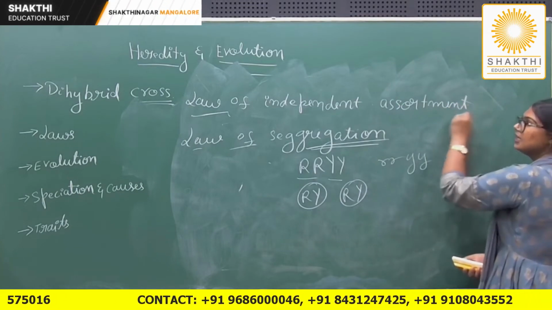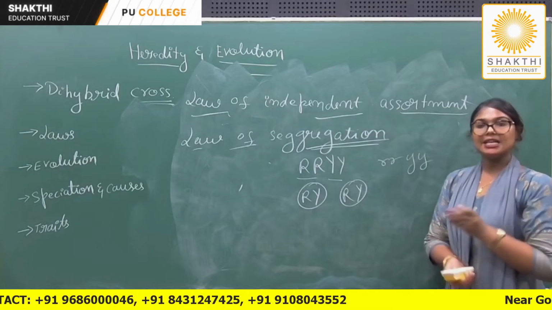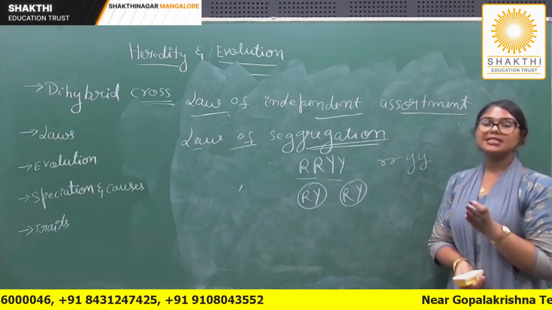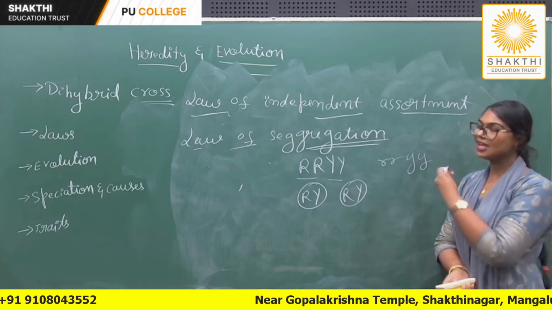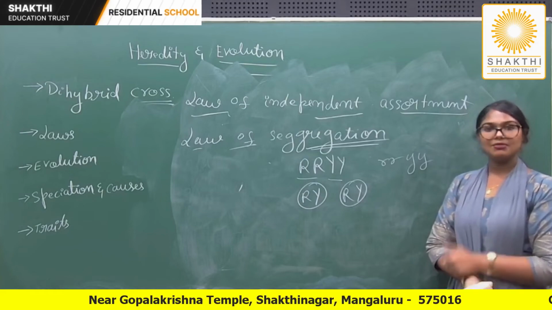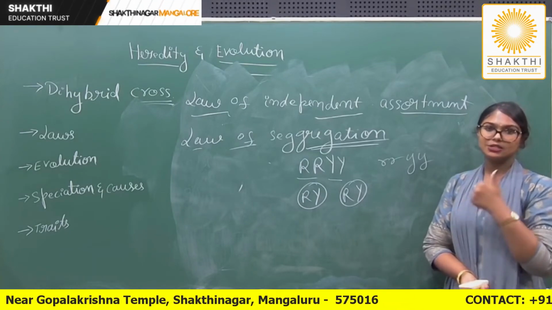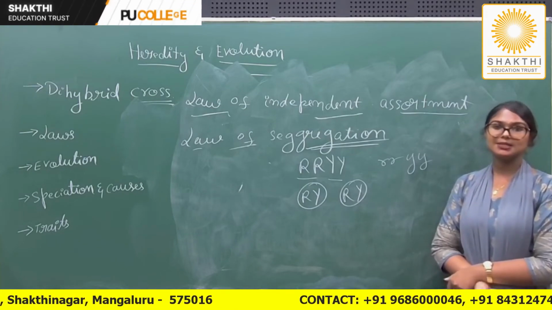That is nothing but the splitting of one pair of characters is not dependent on, or is independent of, the splitting of another pair. With that, we have completed all the three laws from Mendel. The first law, second and the third. Dominance, segregation and independent assortment respectively.